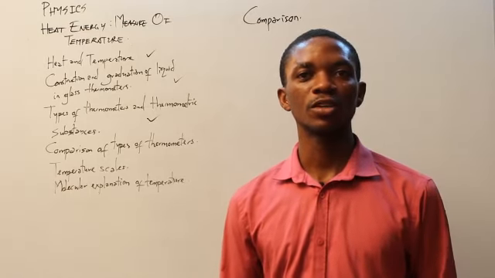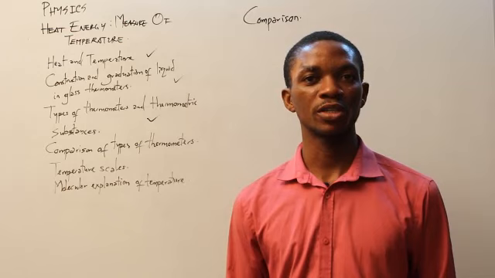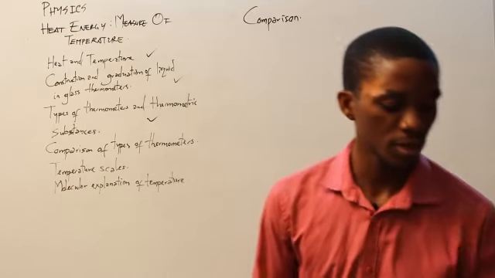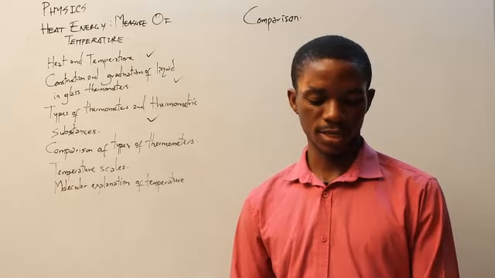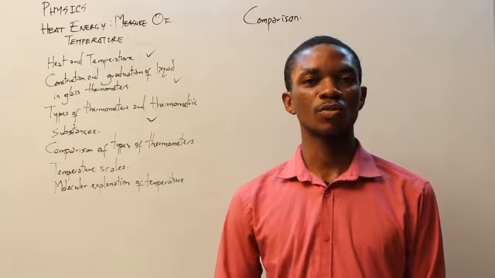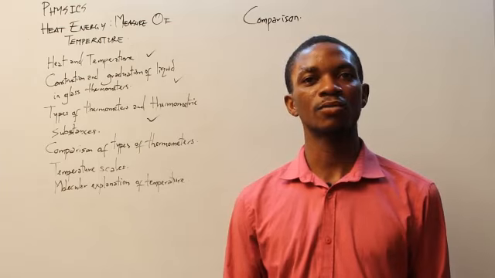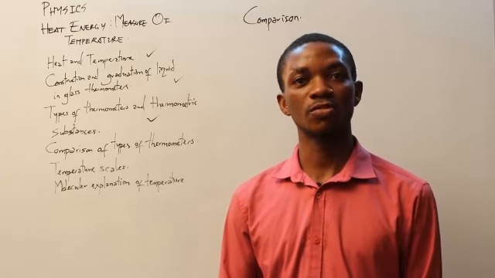Now you should have a diagram, a table on your screen. From the table on the screen, the first one up there is the liquid in glass thermometer. The liquid in glass thermometer is when we use the mercury in glass thermometer. We use mercury because that's the best of them all.